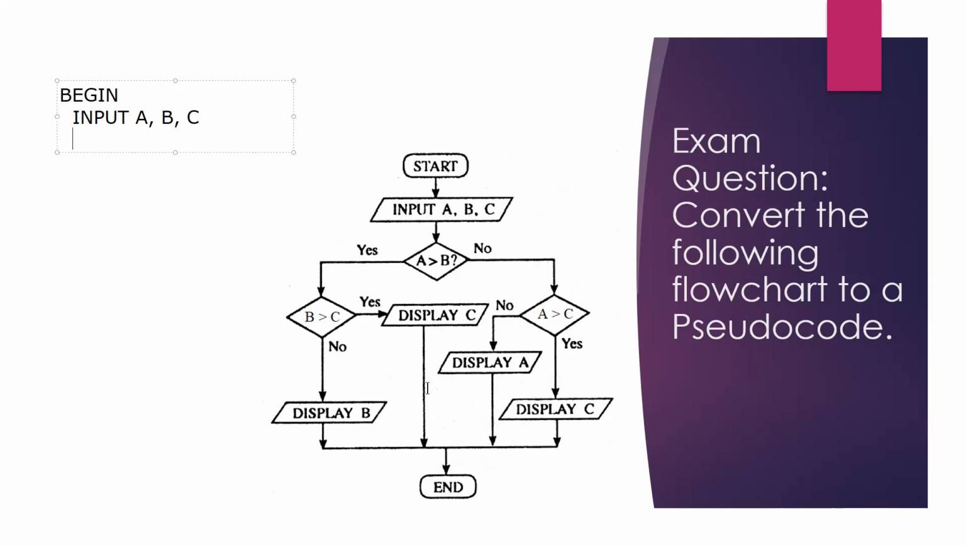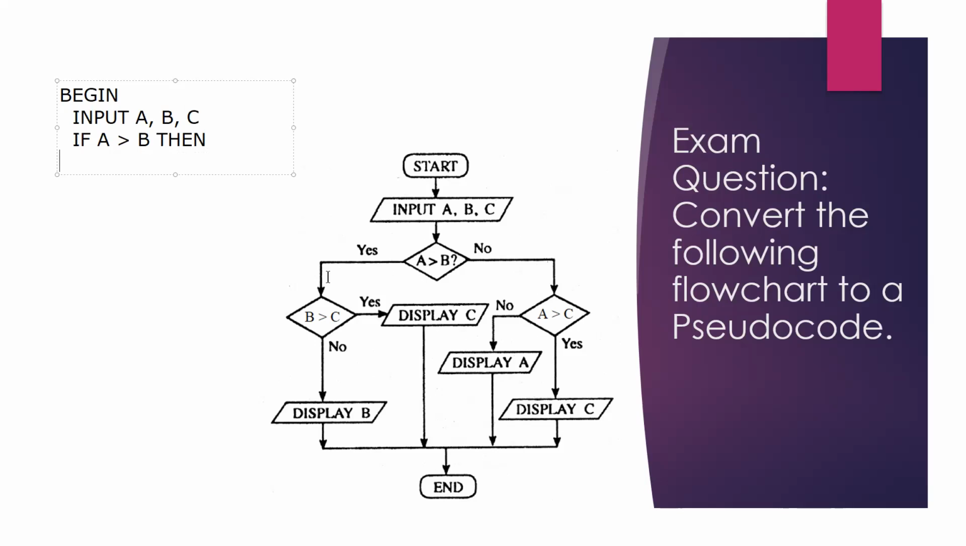Okay, next one. Is it a loop or is it a selection? The selection goes down, right? So that means you have to start with if. And then we are checking whether A is greater than B. First of all, you check whether A is greater than B.